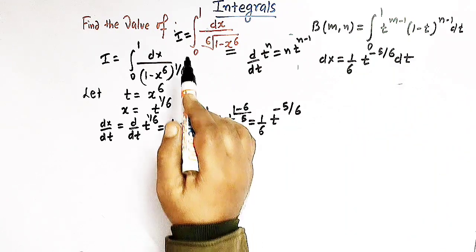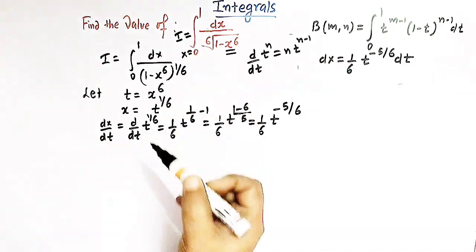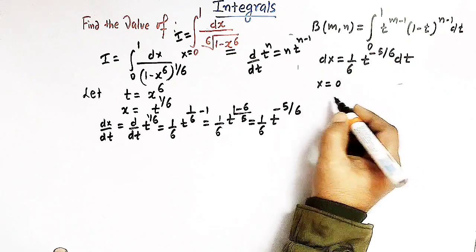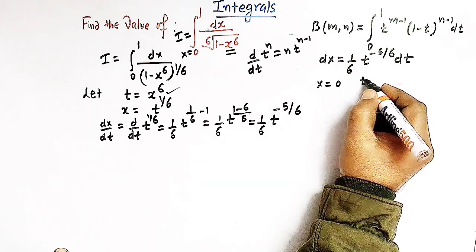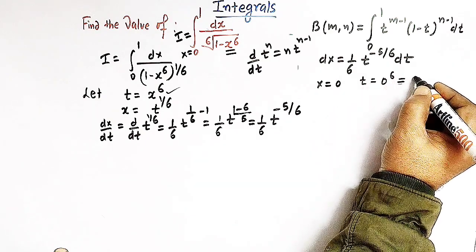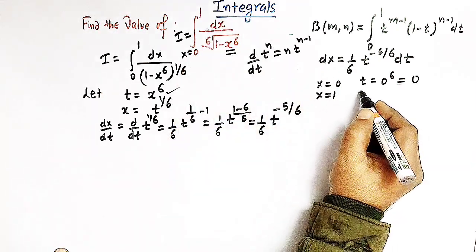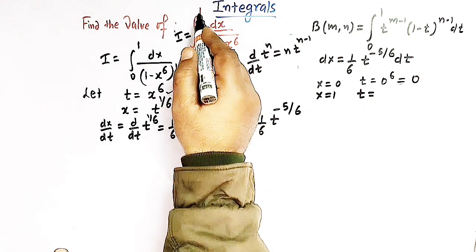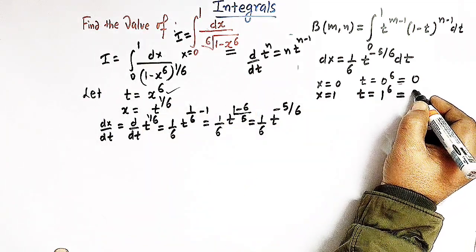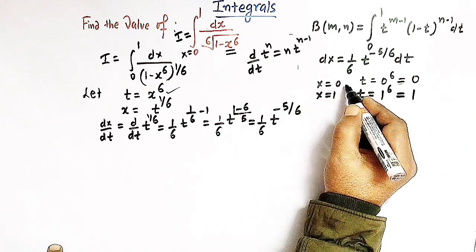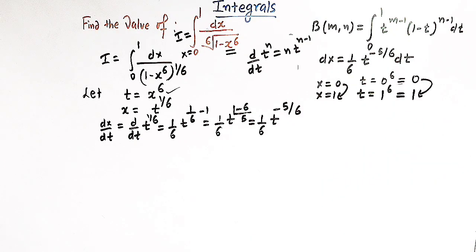Now let us change the limits accordingly. So here x varies from 0 to 1. So when x is equal to 0, the value of t can be obtained from this relation. So we have t is equal to 0 raised to 6, that is simply 0. And when x is equal to 1, then we have t is equal to 1 raised to 6, that is simply 1. So when x varies from 0 to 1, then t varies from 0 to 1.